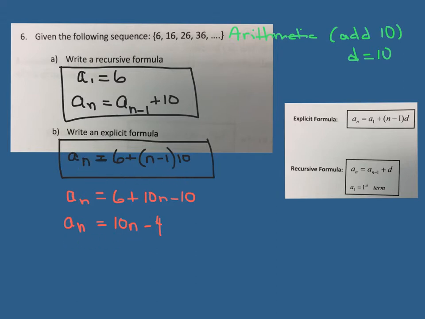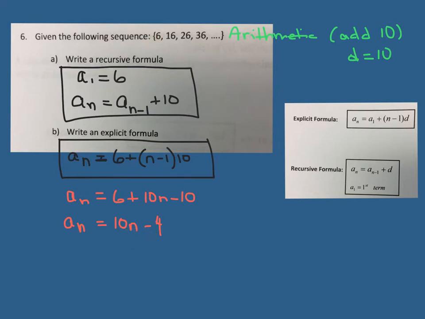This right here, all this is, it's just a linear equation. Like if you had y equals 10x minus 4, you could graph that. The values that you plug into this equation will spit out the values in the sequence. If you replace this n with a 1, 10 times 1 is 10, minus 4 is 6. So there's your first term.